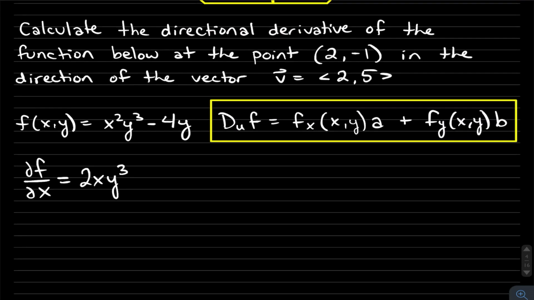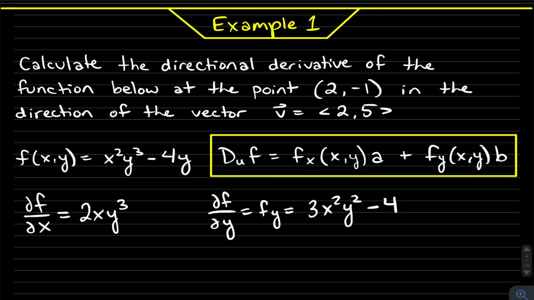Now, what about our partial derivative with respect to y? Or, by the way, you can, again, write this as f sub y. And if we just leave x alone this time, we are going to get 3x squared y squared minus 4.